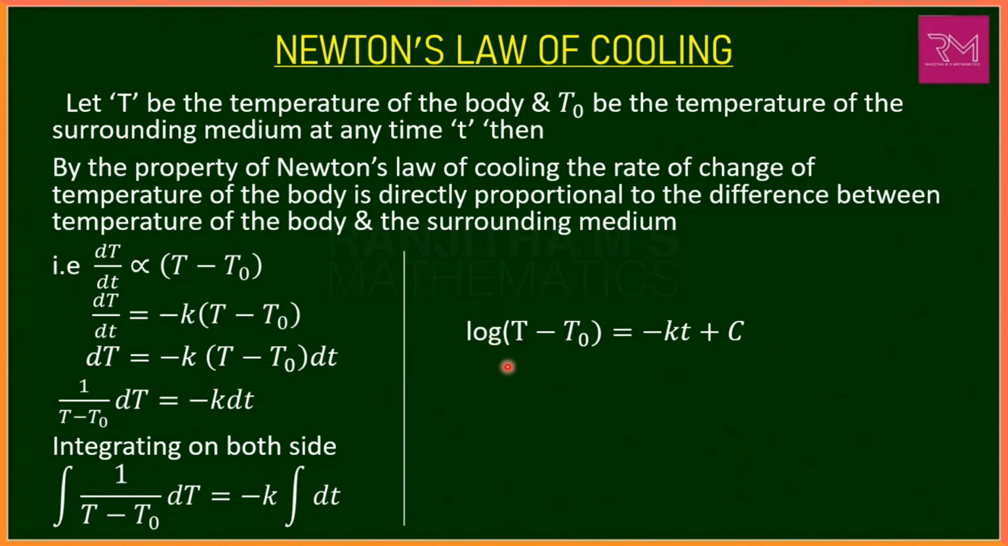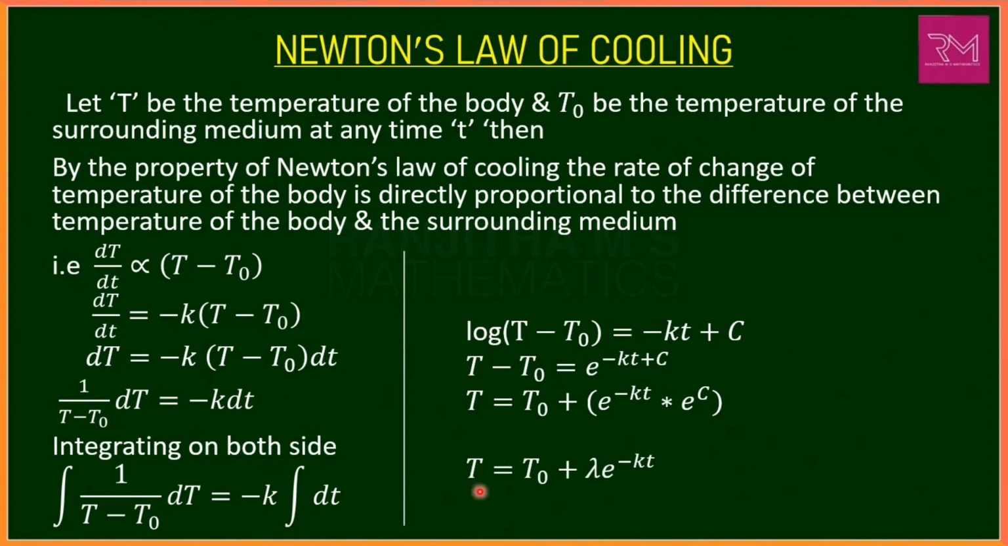Now in the next step, we take this log to the right side. We get T minus T naught equal to exponential power of minus kt plus c. If we take the log to the right hand side, it becomes exponential power of this value, that is minus kt plus c. Next step, take this T naught to the right hand side. We get the value of T as T naught plus exponential power of minus kt plus c. We split this value as e power minus kt into e power c. Here the bases are the same, adding the powers, this becomes exponential power minus kt into exponential power c.